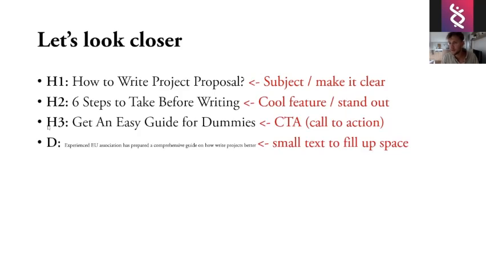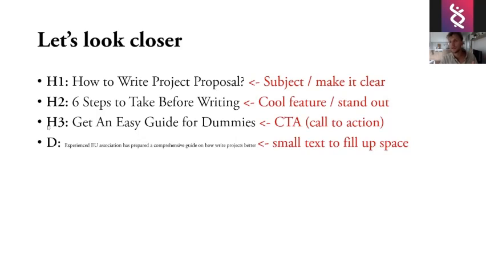It should make clear to the person who searches, to the person who sees the search results with your ad, what it is about: how to write project proposals. Headline 2 is usually some sort of cool feature or something that helps you stand out. In our case, headline 2 is 6 steps to take before project writing. So a user sees that there are going to be 6 steps that he or she needs to do before project writing. It's something that helps you stand out.